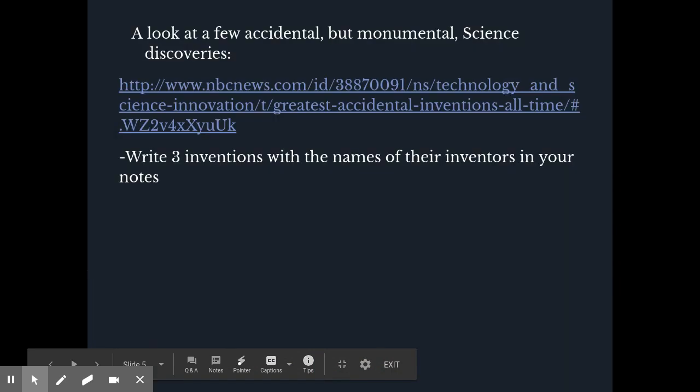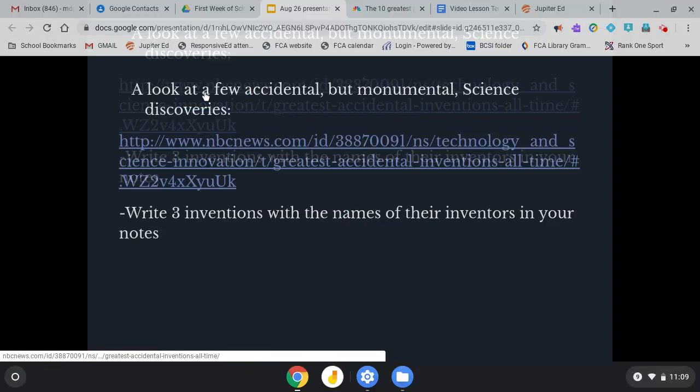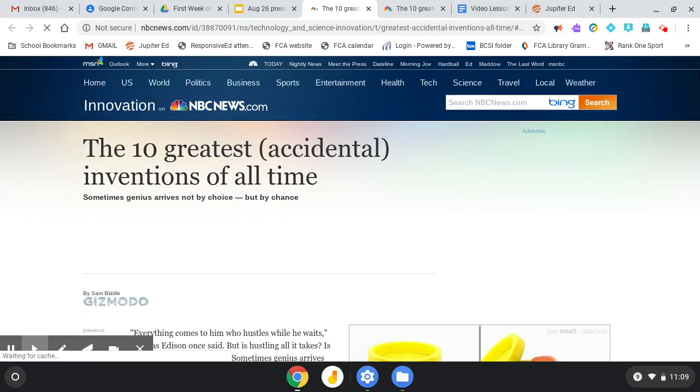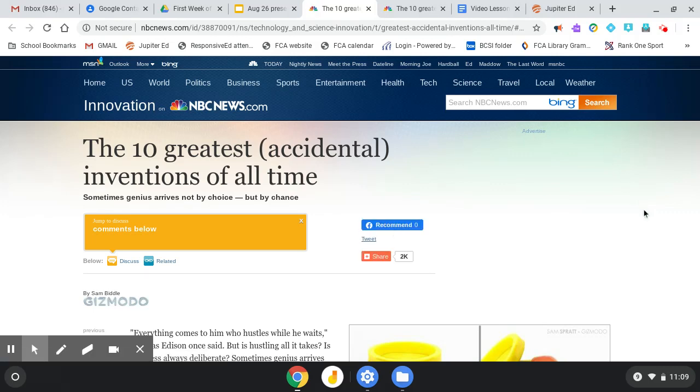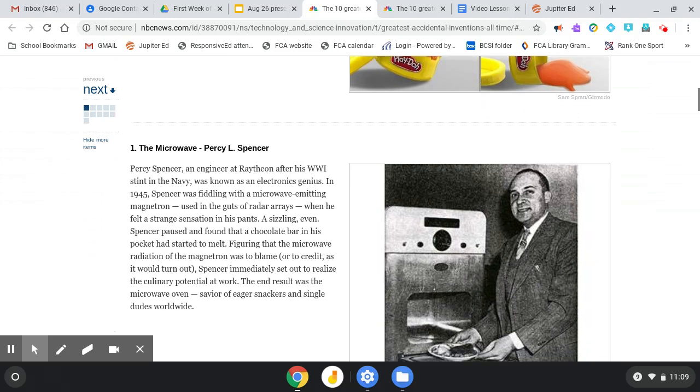Okay. A good example of this is in this article here. I'm not sure how this will work, if it will. Oh, perfect. It will bring it up. Okay. So I like to bring this up because oftentimes science is something that we maybe don't do intentionally. It just happens naturally. So these are 10 of the greatest accidental inventions of all time. I'm not going to go through all 10 just for sake of time, but I am going to show you a few of my favorites.